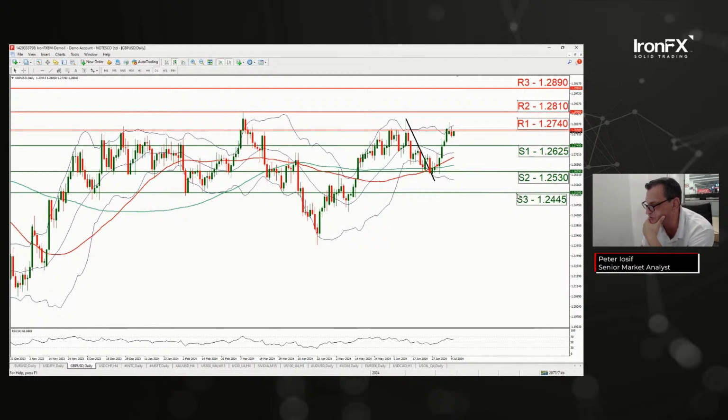Starting with the S3, which is now being placed at 1.2530. The S2 at 1.2625. The S1 at 1.2740. The R1 at 1.2810. The R2 at 1.2890. And finally, the newly acquired R3 at 1.2995. Locking it in.